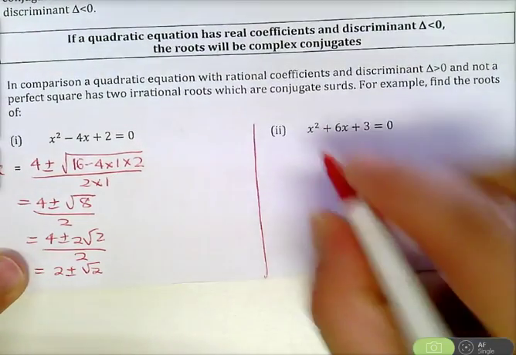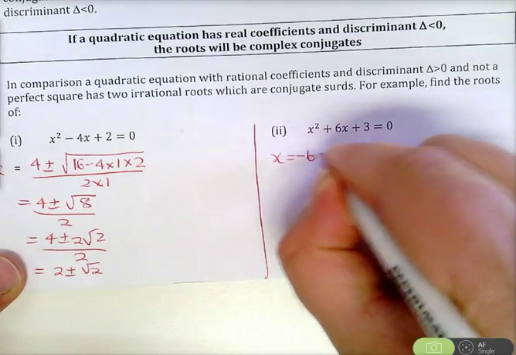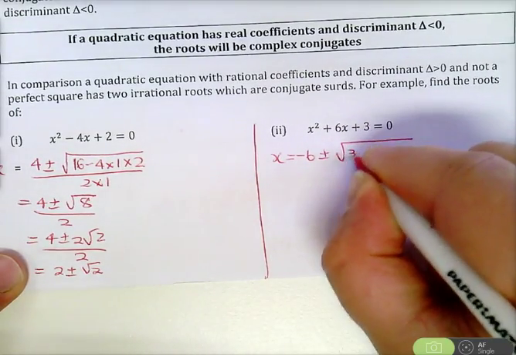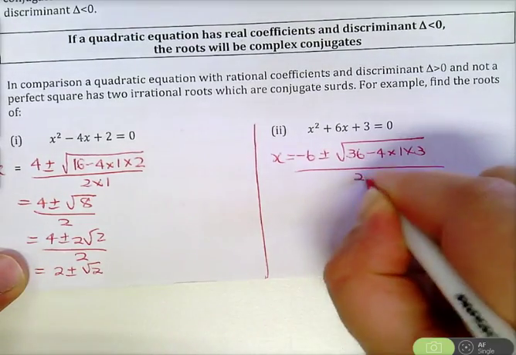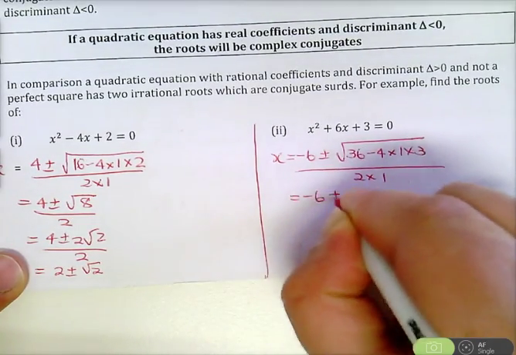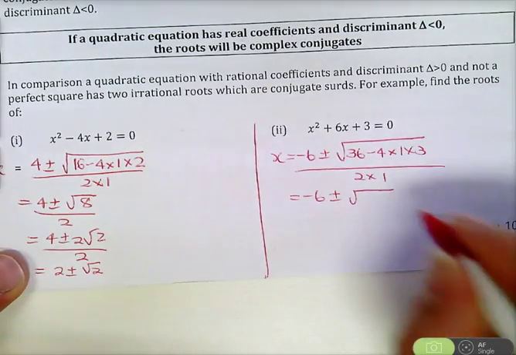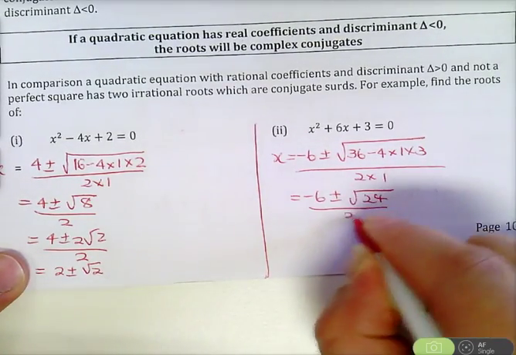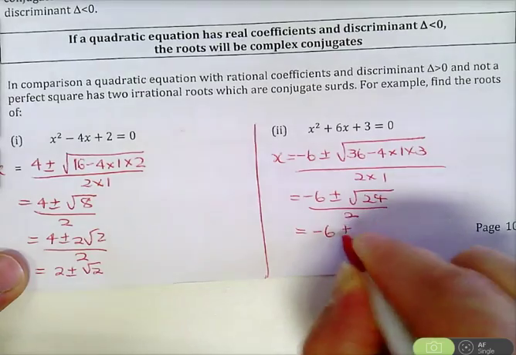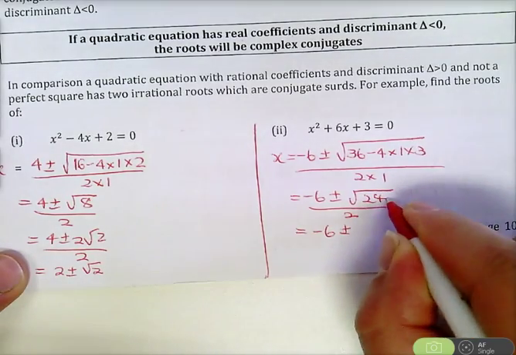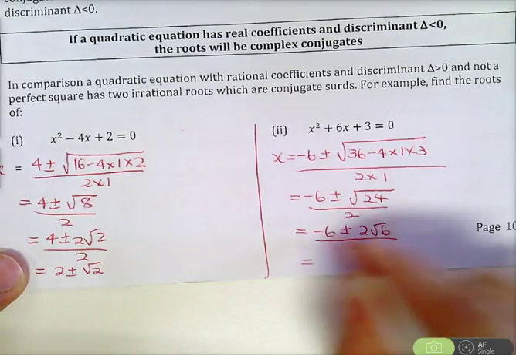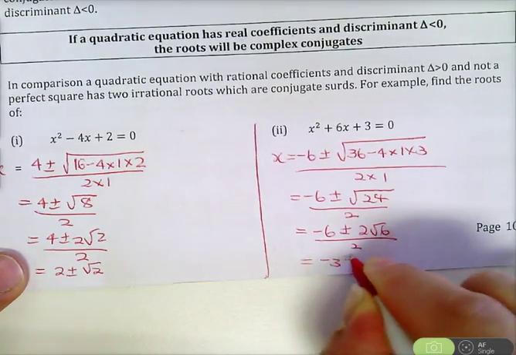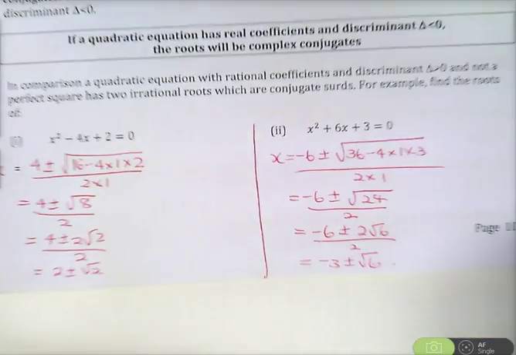If I look at this next one, x equals negative 6 plus or minus the square root of b squared, which is 36, minus 4 times 1 times 3, over 2 times 1, which is negative 6 plus or minus the square root of 36 minus 12, which is 24, over 2, which is negative 6 plus or minus the square root of 6 times the square root of 4, which is 2 root 6, over 2. Dividing all these by 2, we get negative 3 plus or minus root 6.